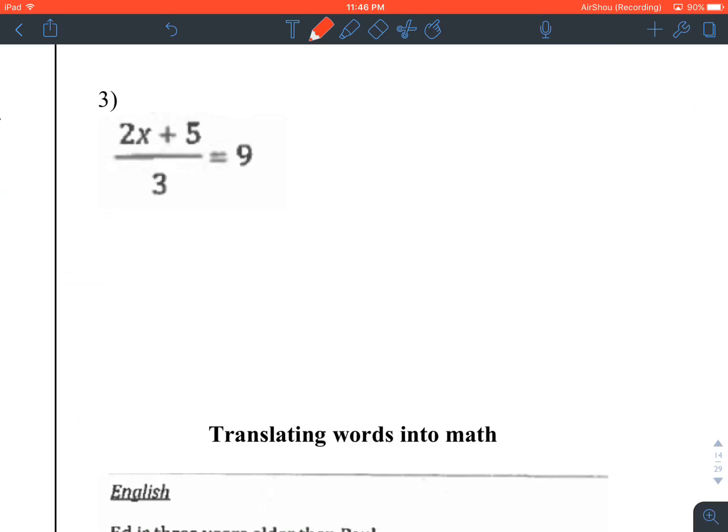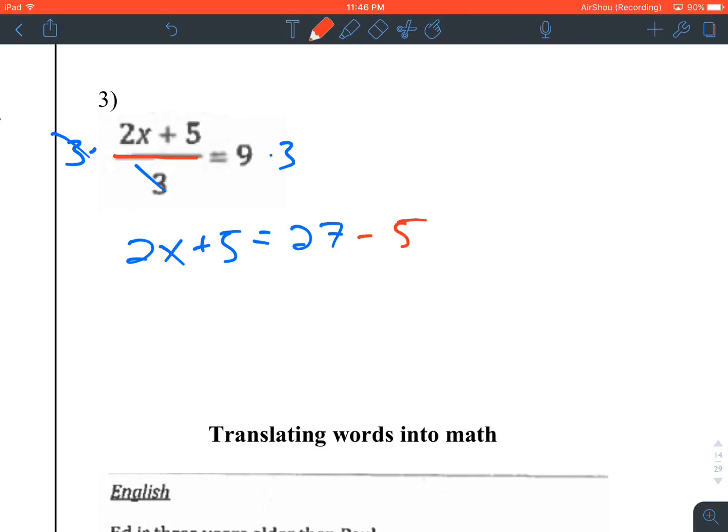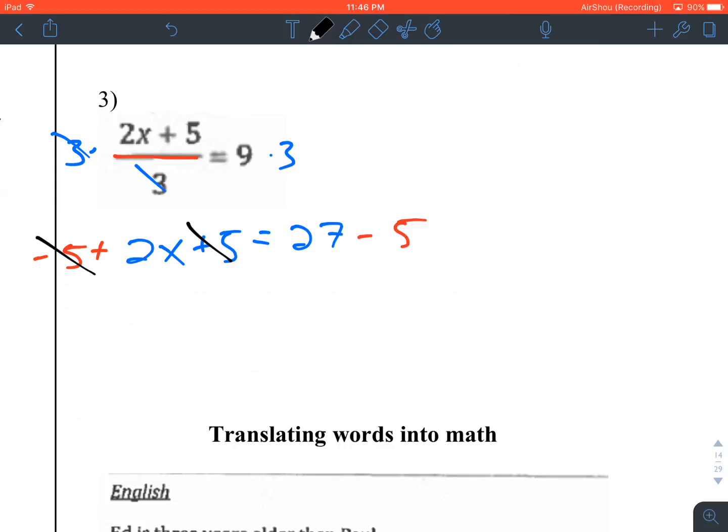Number 3, we got 2x plus 5 divided by 3 equals 9. This fraction bar means division. If we want to get rid of division, we do the opposite. We're going to multiply both sides of the equation by 3. On the left, you're multiplying and dividing by the same number. They cancel. On the right, 9 times 3 is 27. Going to subtract 5 from both sides of the equation. That's going to get rid of this plus 5 on the left. So now we got 2x equals 22. Divide both sides by 2, and you get x is 11.